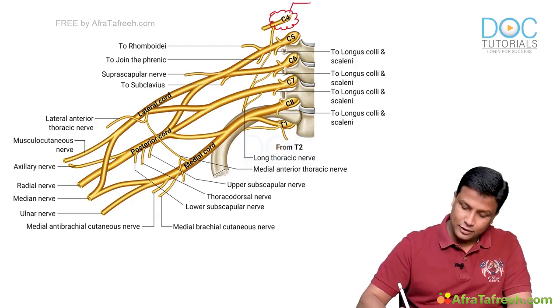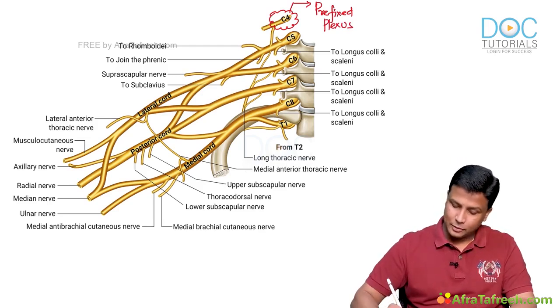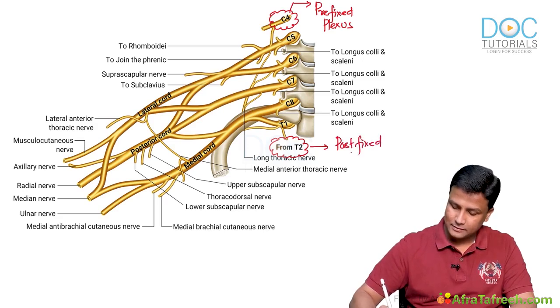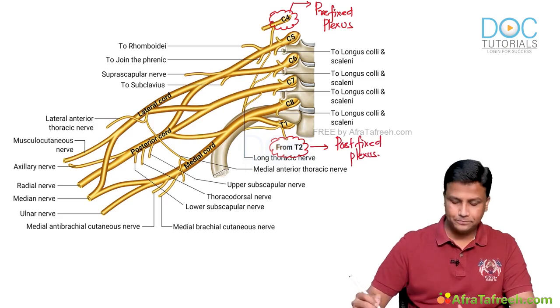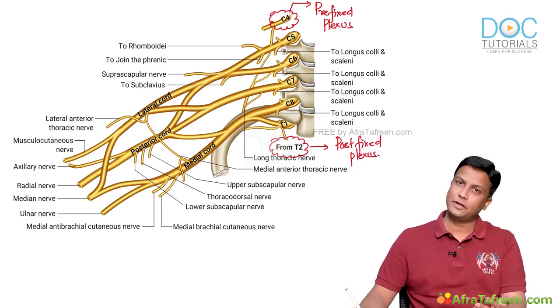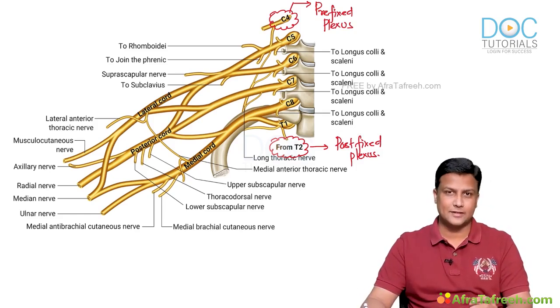If C4 contributes, then this plexus is actually referred to as prefixed plexus. If the C4 also contributes, then it is known as prefixed plexus, guys. And appreciate one more thing here. Sometimes even T2 will also contribute, sir. If T2 contributes here, then it is known as what? Post-fixed plexus. But I am repeating it again, guys. Remember, it's not always. So if C4 is contributing, it is known as prefixed plexus. If T2 also contributes, then it is known as post-fixed plexus.